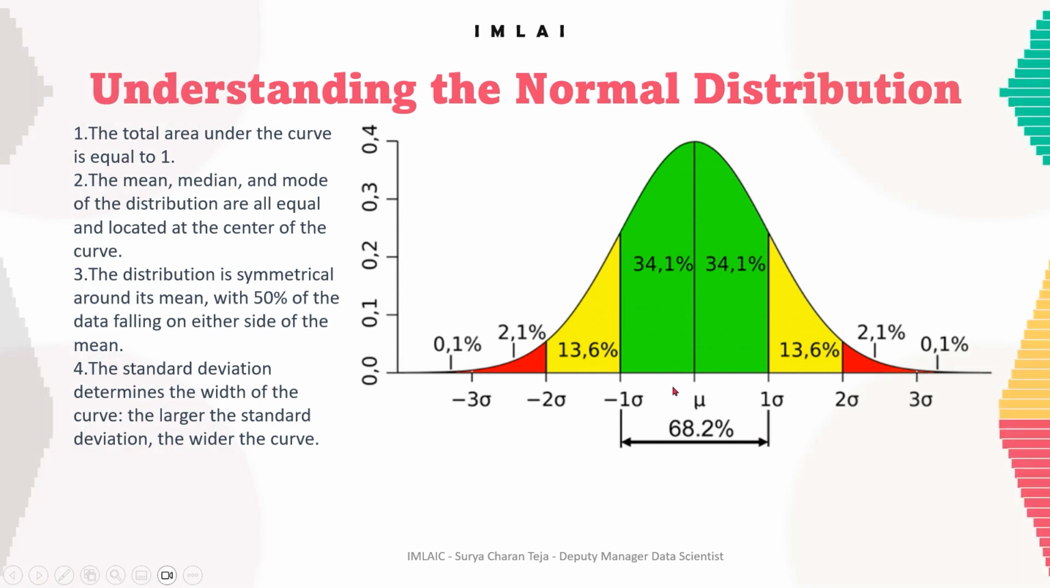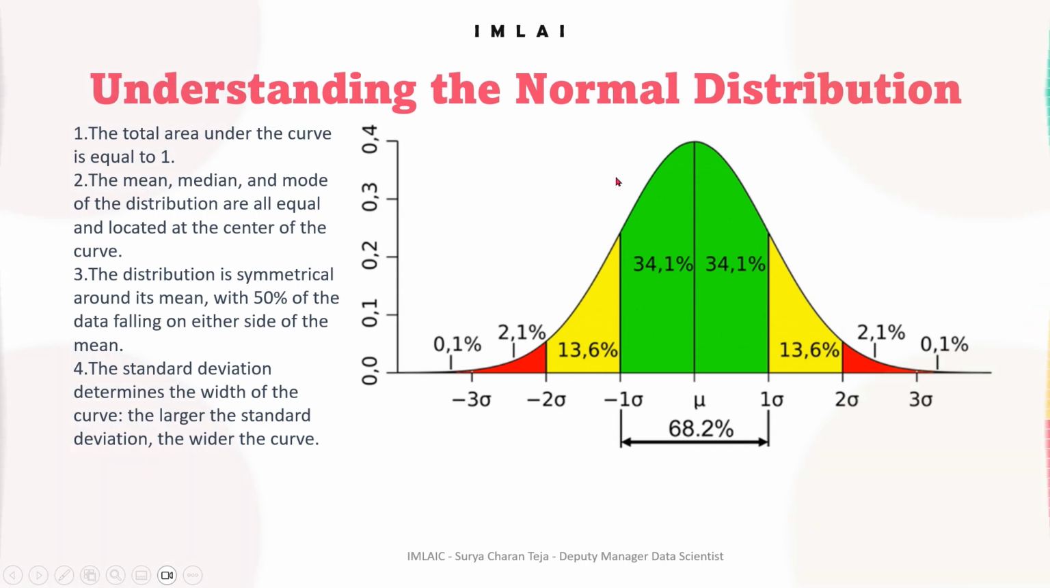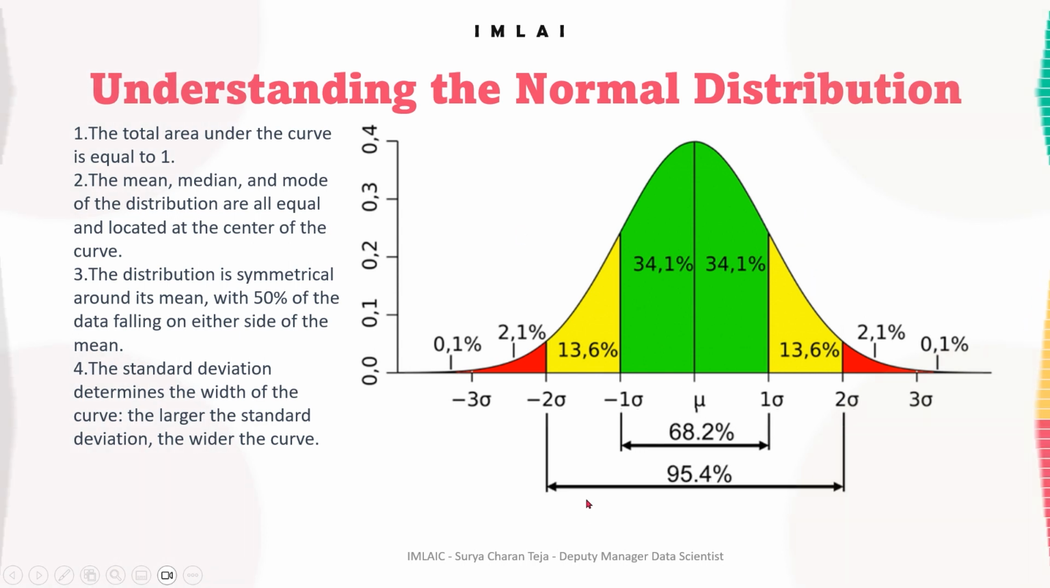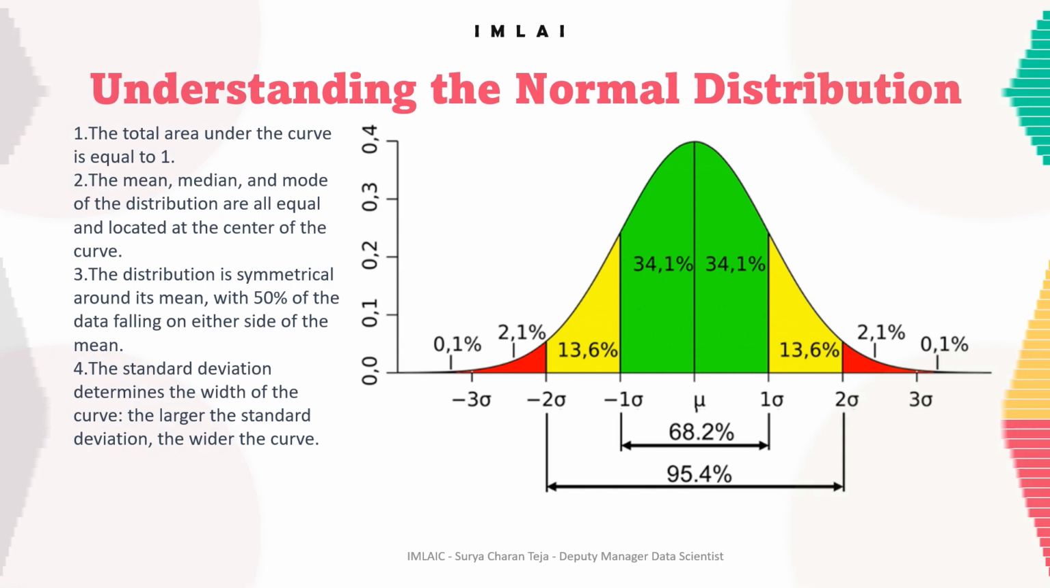68.2 percent of the data is falling within one standard deviation. That's the first rule, the empirical rule. Then after that, you've got the 95 percent. Approximately 95 percent of the data falls within two standard deviations.